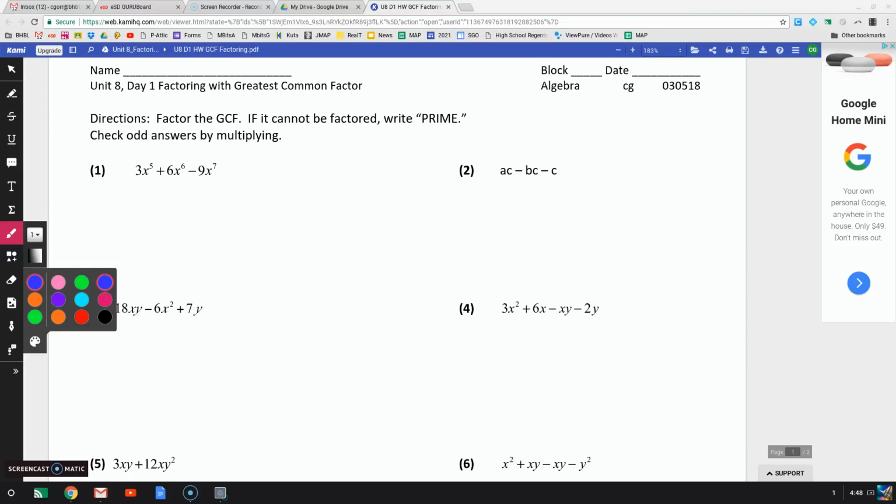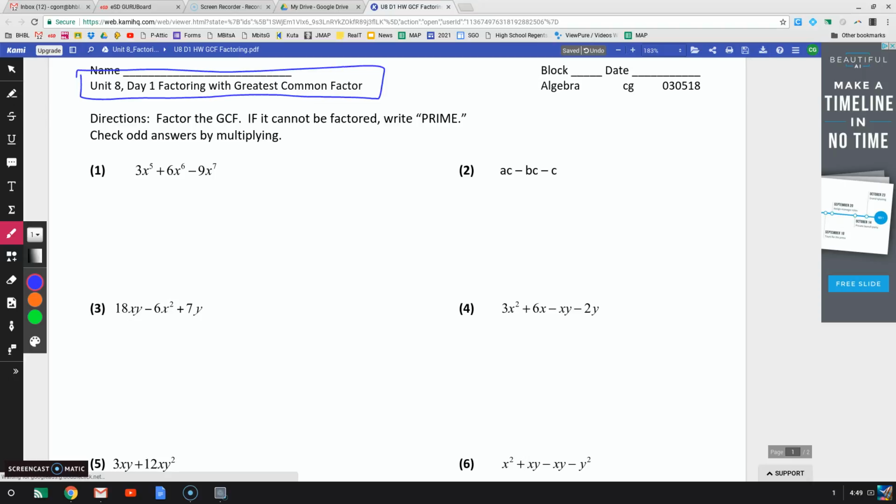Today we're going to be talking about Unit 8, Day 1. We are factoring with a greatest common factor. So what I'm doing is I'm looking for a number or a letter that goes into each piece of my expression. So what I can do is use what's called the box method.